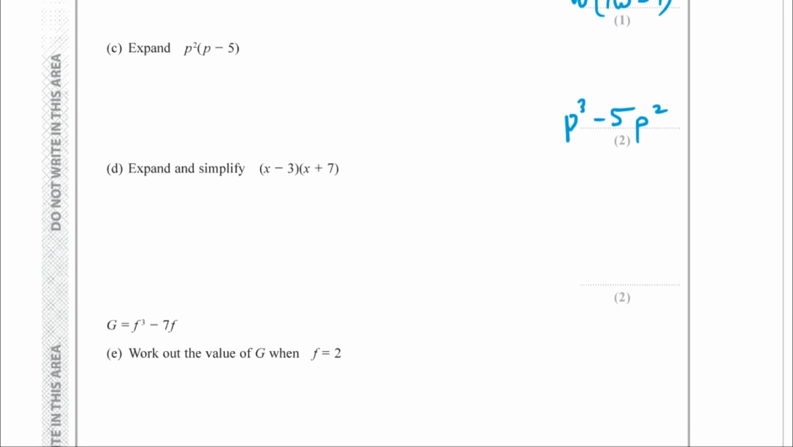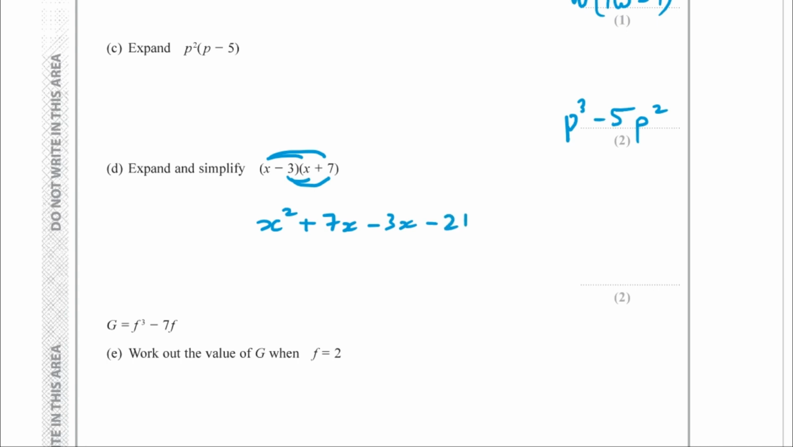Expand and simplify. For this question, we're going to need to use our FOIL technique where we do x times x, x times 7, negative 3 times x, and negative 3 times 7. Following the steps here, x times x is going to give us x squared. X times 7 is going to give us 7x. Negative 3 times x is going to give us negative 3x. And negative 3 times 7 is going to give us negative 21.